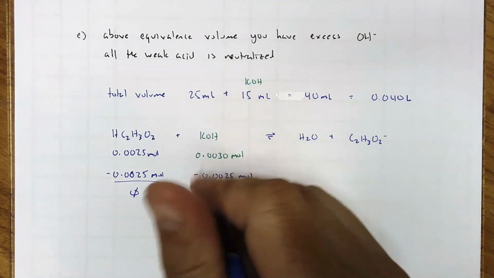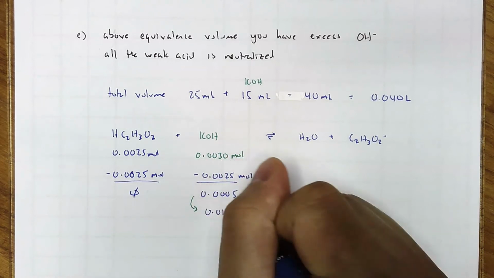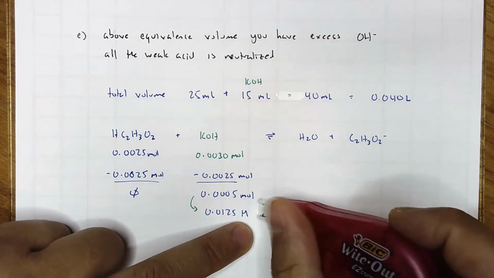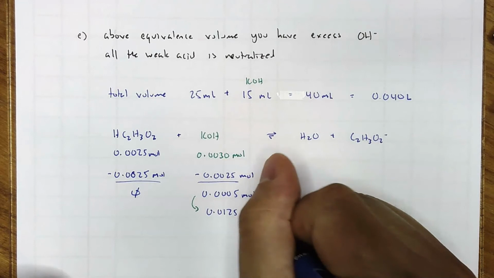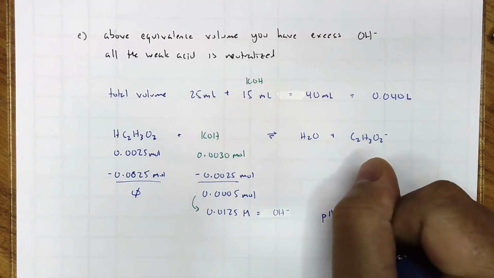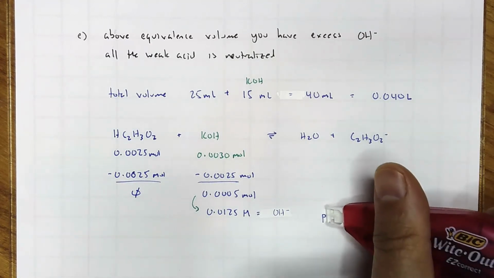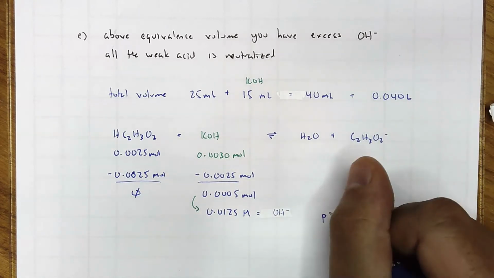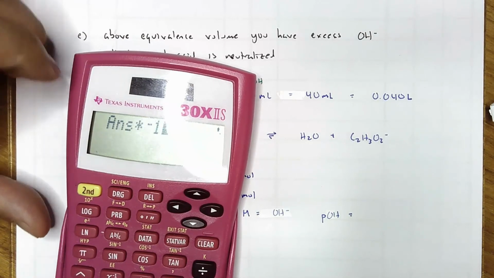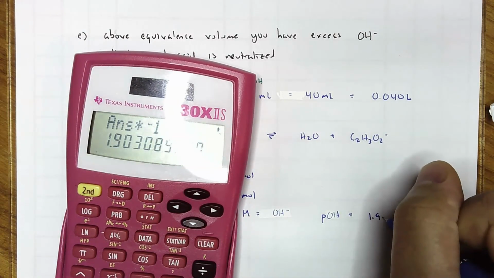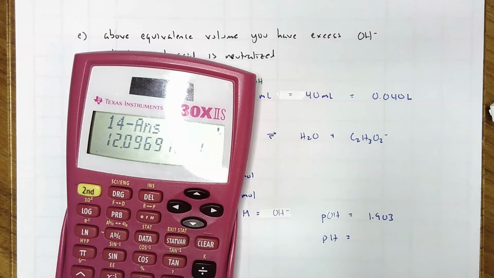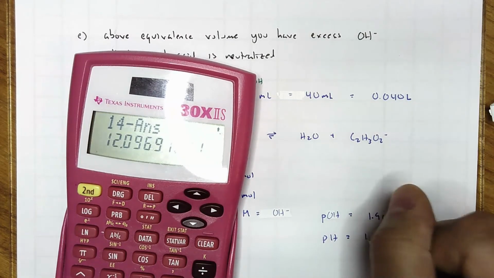This is my molarity, 0.0125 molar of KOH. Oh, and it's a strong base, so maybe we should call it OH minus, right? From the OH minus, we could get POH. Log of that answer times -1, 1.903, and then the pH is 14 minus that answer, 12.1. That's your pH.